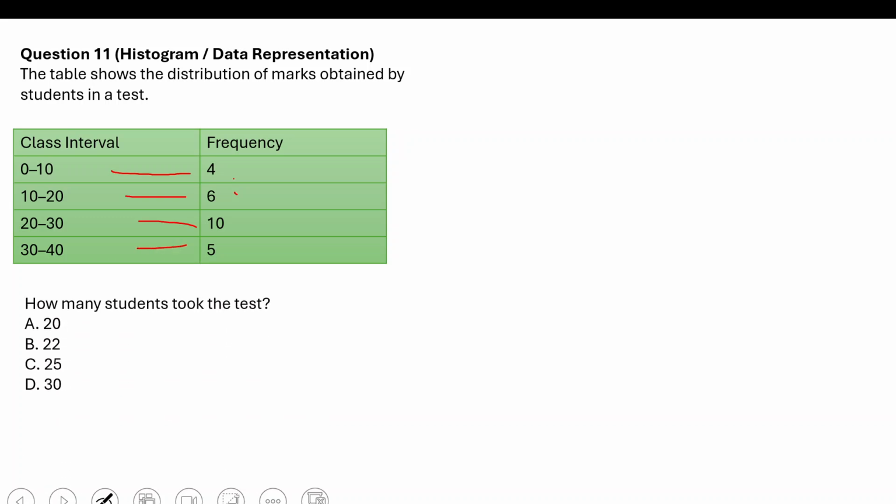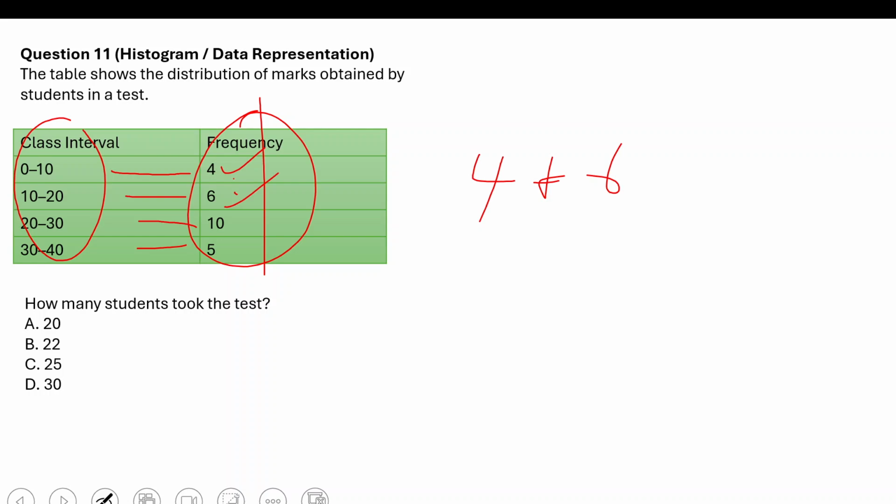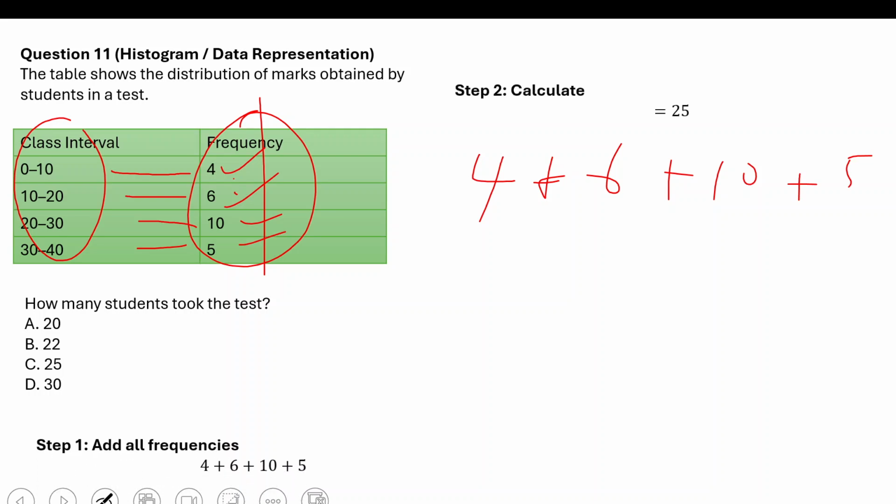Right. So the question from this table says, how many students took the test? This is straightforward. We are not looking at the marks here. We're looking at the total number of students that took the test. So we're just simply going to add 4 plus 6 plus 10 plus 5. So the answer gives us 25. 25 is C.